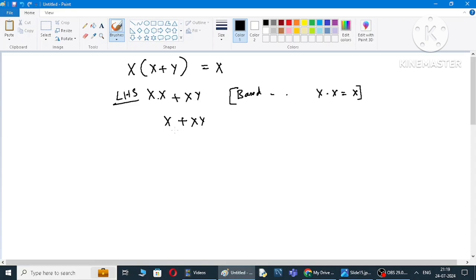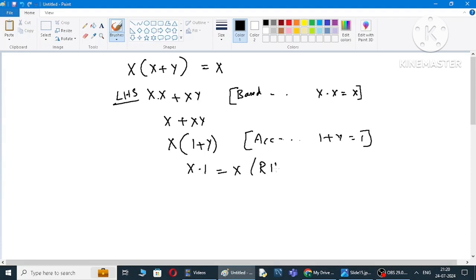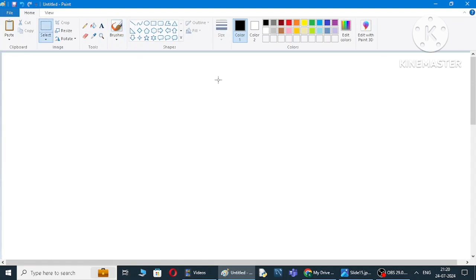Next, so from this term you can understand what I am going to do next. Take x commonly outside. So 1 plus y, according to the property of 1, 1 plus y is equal to 1. So which is x dot 1, which is x. So we have arrived at the RHS, right hand side. So hence it is proved that x into x plus y is equal to x. This is the proof of the absorption law.